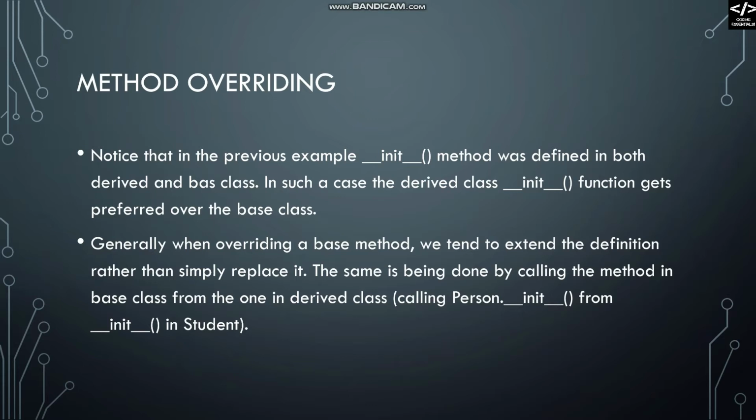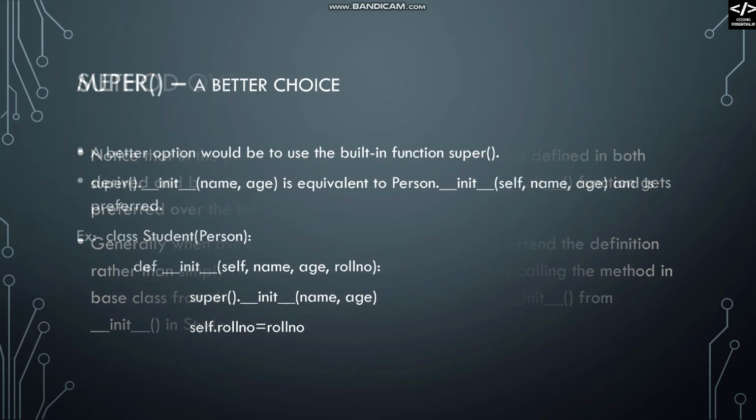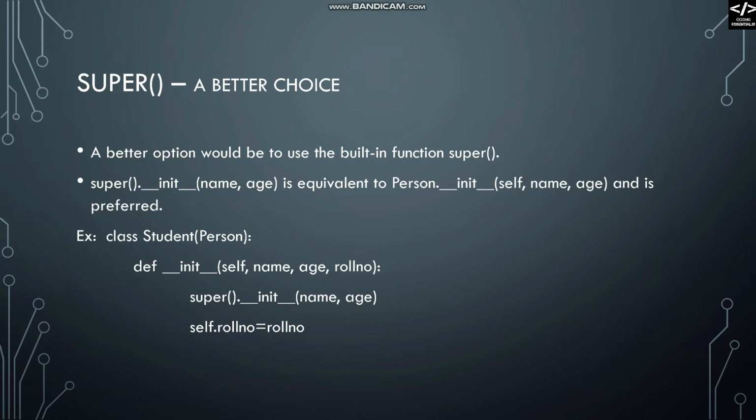The same is being done by calling the method in the base class from the one in the derived class, calling Person.__init__ from __init__ in Student. So we called the init function from Person, and after that we declared the extra attributes. So this is known as method overriding. Okay, so remember this.